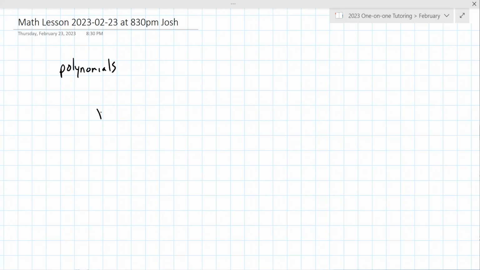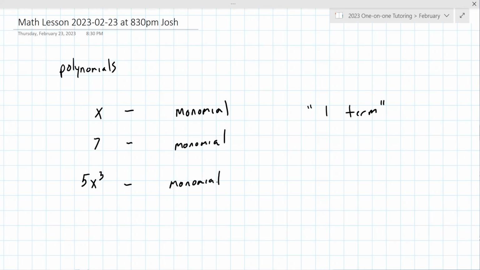Some things here that you may or may not see in class, but x is a monomial, okay? But it's not because it's x, it's because it's got one term. Have you heard that before? Yeah, I believe the x has one in front of it, or it's just itself. It's because there's just an x, okay? So for example, 7 is also a monomial. And 5x cubed is also a monomial. So it has nothing to do with the power. It has to do with the number of terms. And these are each one term.